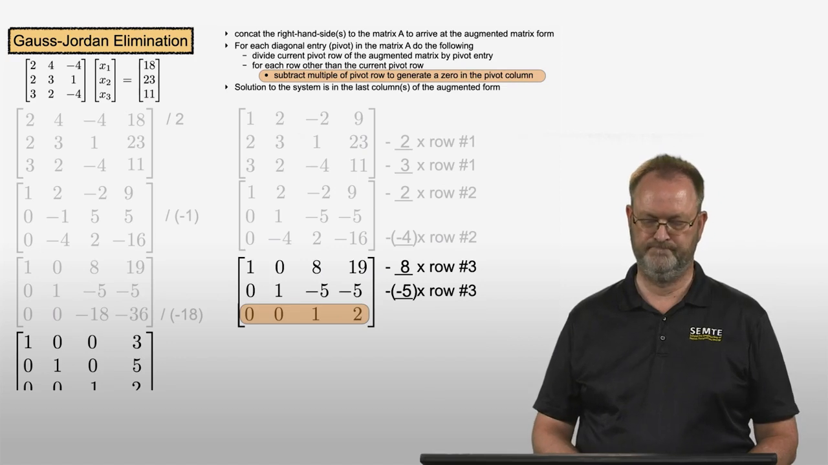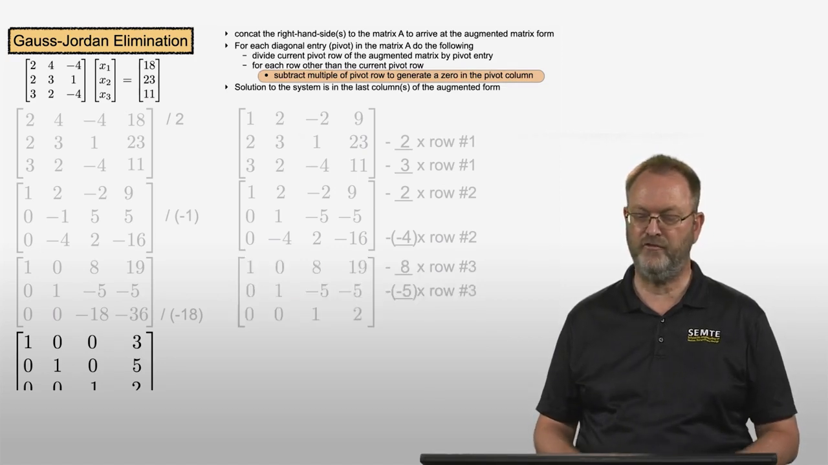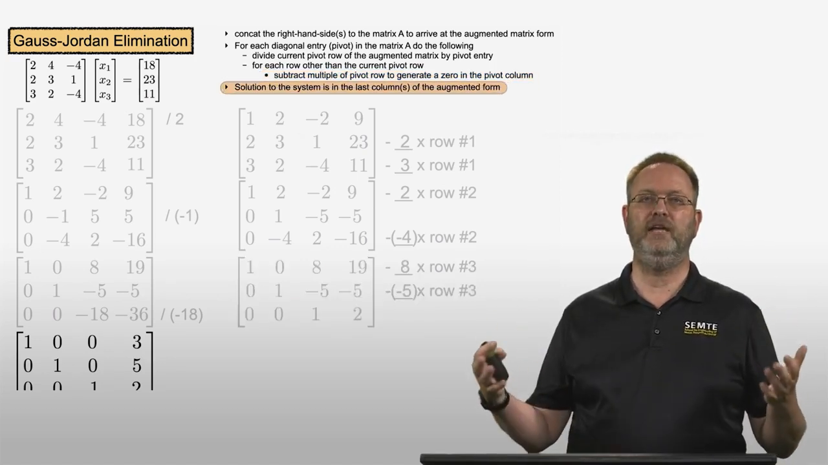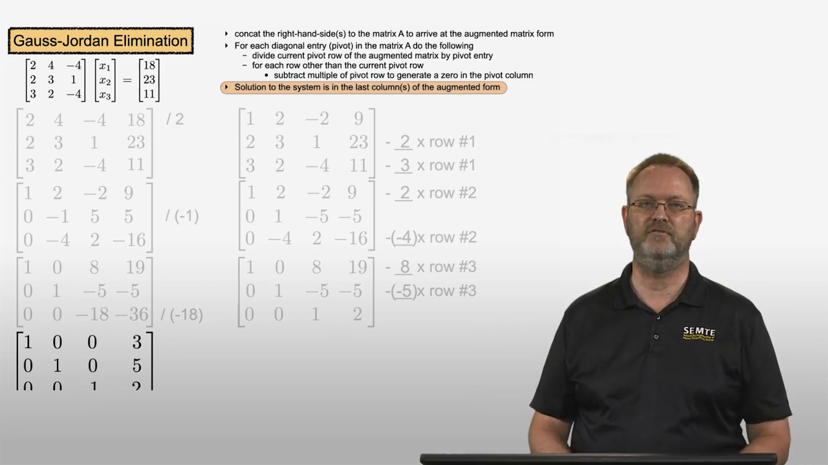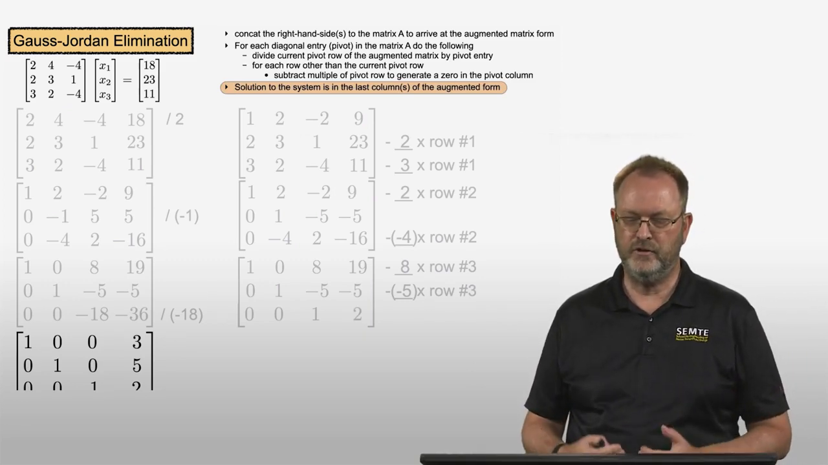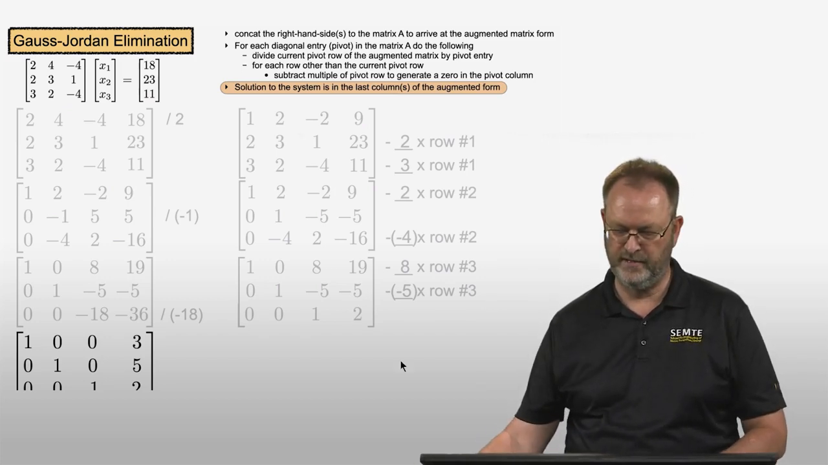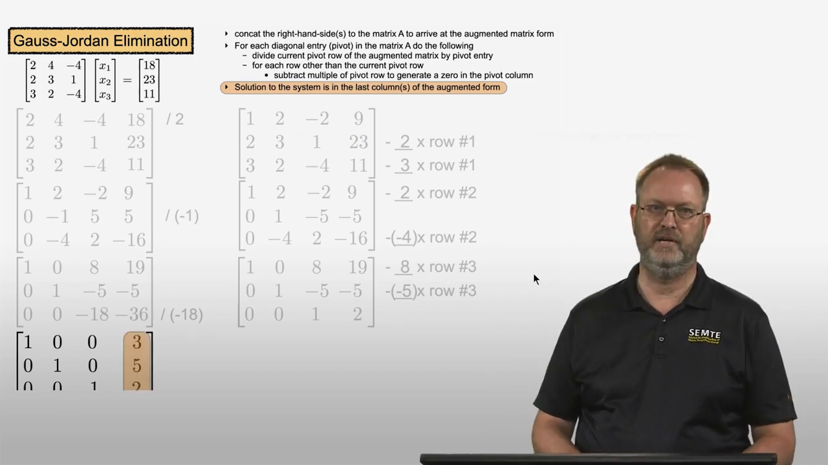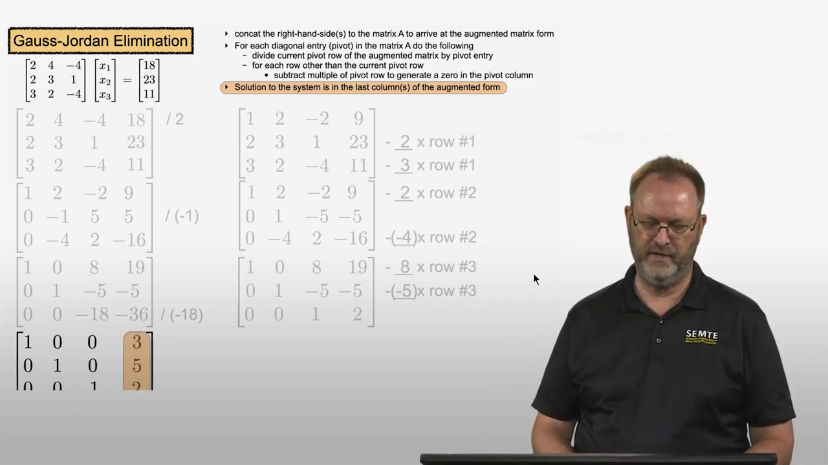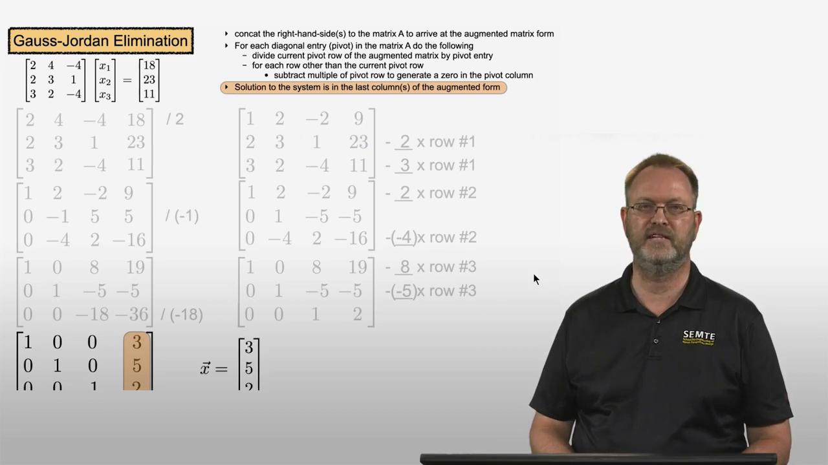Okay, so now I've done all of my steps for each one of the pivot entries, so I'm kind of done. And now the solution to the system is supposed to be in the last column of the augmented form, right? So that would be right over here. The entries would be 3, 5, and 2, and I can write this as the solution. The solution vector x is equal to 3, 5, and 2.